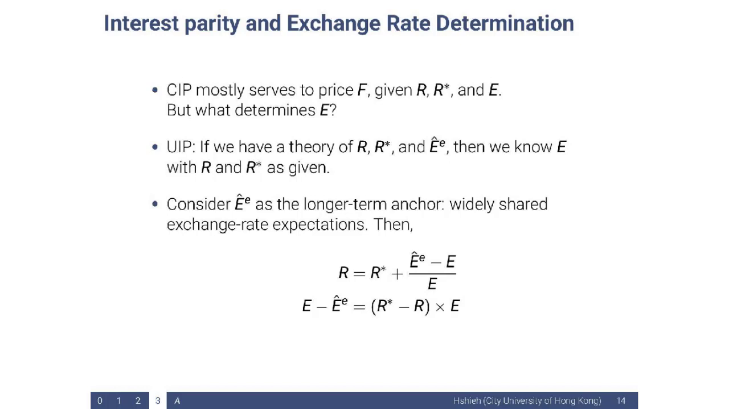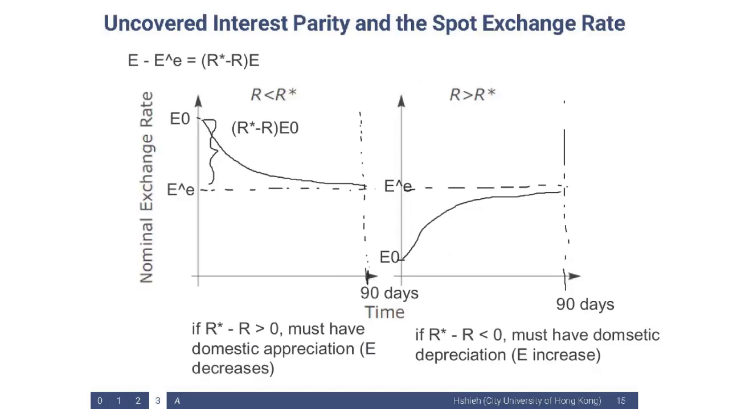All right, so let's consider the case. Let me write that down here: E minus E hat E. I'm just going to write E hat E this way, and R star minus R. I believe it's E, okay. Is that right? Okay.